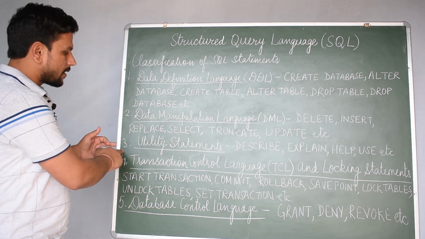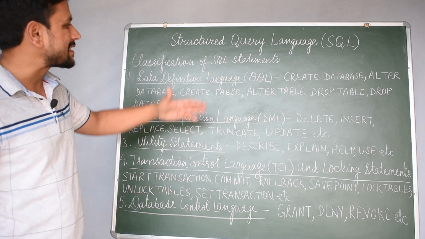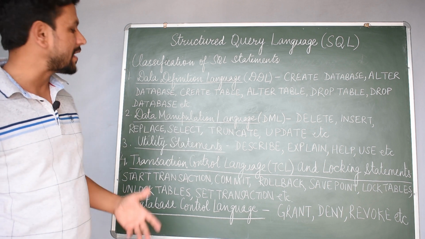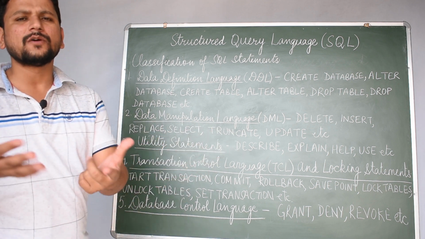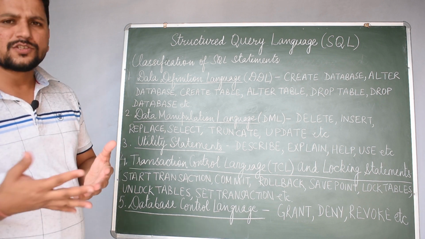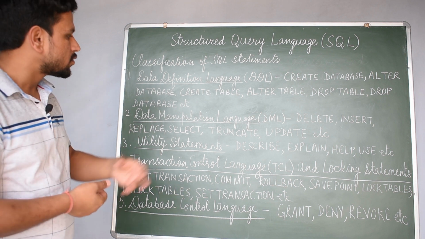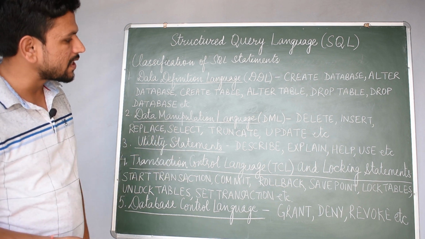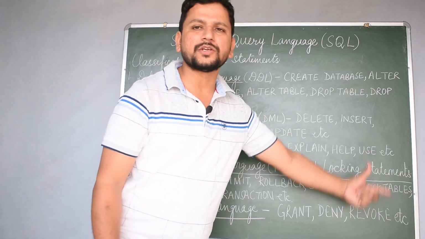The third category is utility statements. Besides DDL and DML we have one more kind of statement, that is utility. Basically what is a utility? These are some useful commands that are used for giving some information about a database or a table. So what are the different statements we are using? We have describe, explain, help and use.